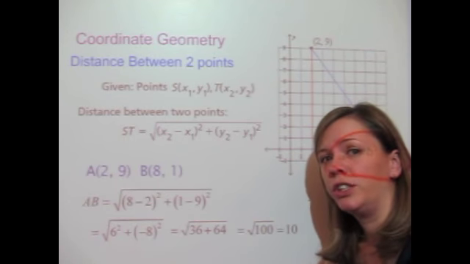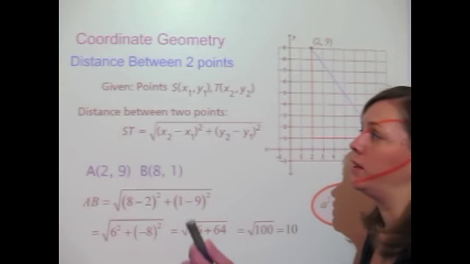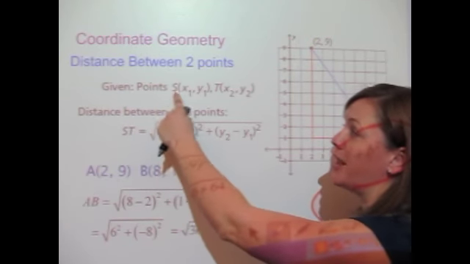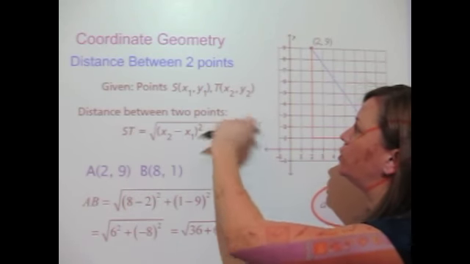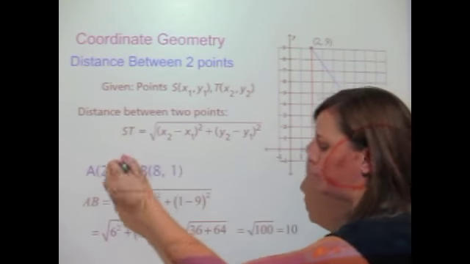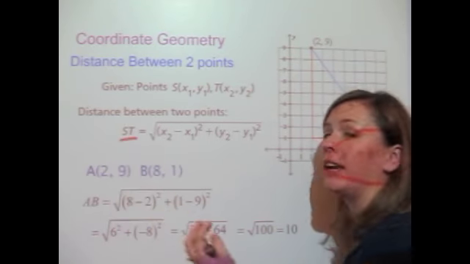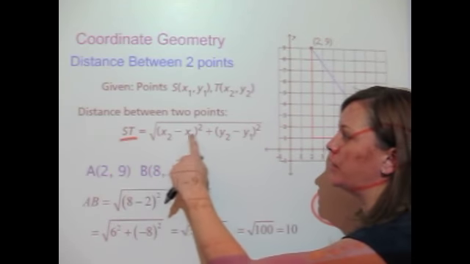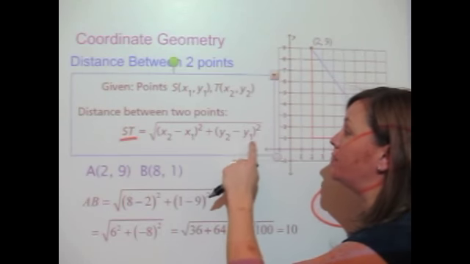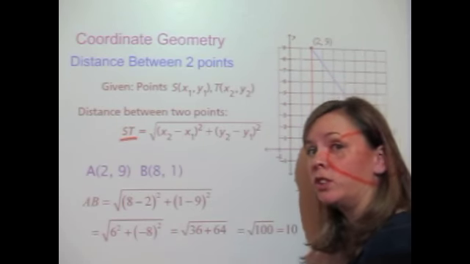So your Ames reference sheet again will give you the distance formula, and it looks like this. Given point S, which has coordinates x1, y1, and T, which has coordinates x2, y2, the distance between those 2 points is represented by ST, and it will be the square root of the difference in the x-coordinate squared plus the difference in the y-coordinate squared. So let's look at a quick example.